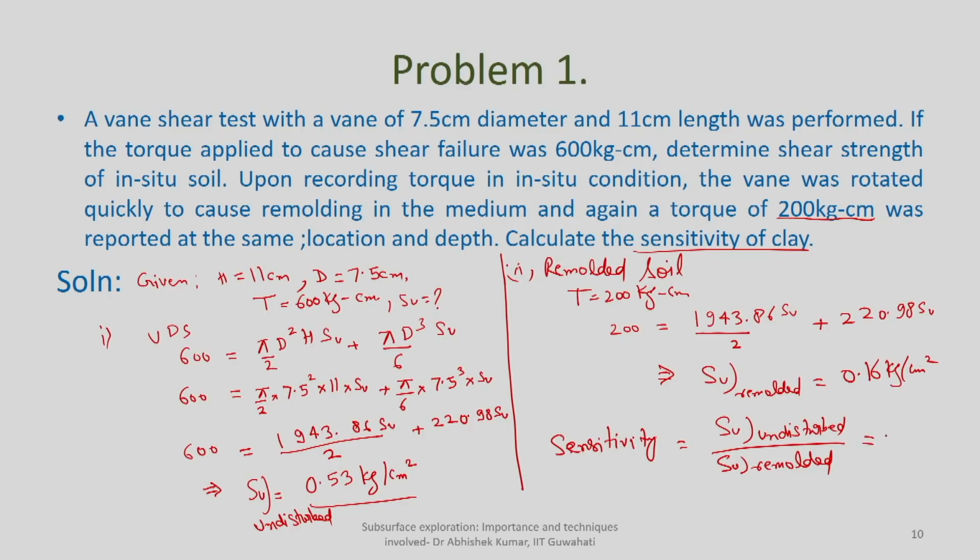So this will become, just put the values whatever you have estimated, so 0.53 divided by 0.16. So that will give you a value of 3.31. So this is called the sensitivity of the clay at your site of interest, depending upon what depth you are targeting to assess the values.